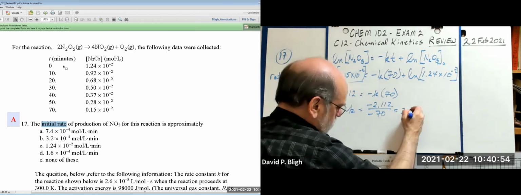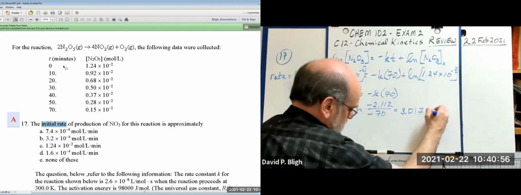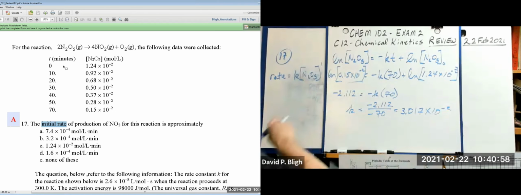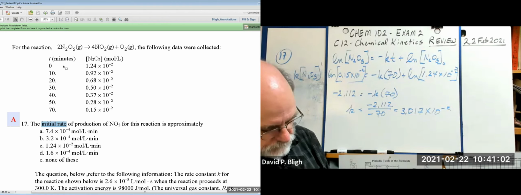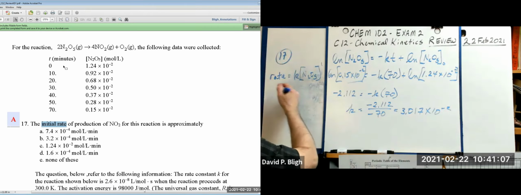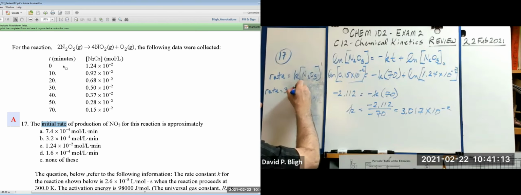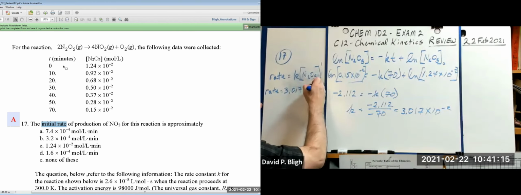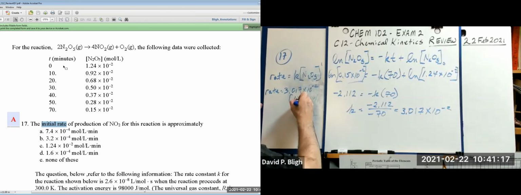Is 3.017 times 10 to the minus 2. That's our K value. Goes right in here. So our rate law then would be 3.017 times 10 to the minus 2 times the concentration of N2O5.